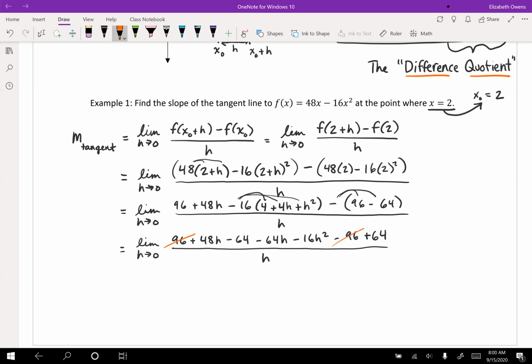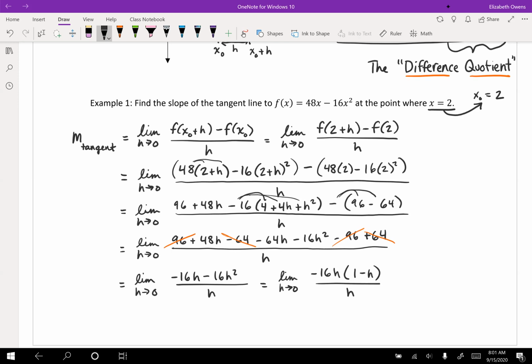Look, our 96s are gone, our 64s are gone, and the rest we can combine some like terms with the h's there. And we would have limits as h approaches 0. That would be, what do we have total? Negative 16h minus 16h squared all over h. And you know what we're going to do next there? We're going to do some factoring and canceling, because we can certainly take an h out of both terms on top and a negative 16 as well if you want. So negative 16h, 1 minus h over h.